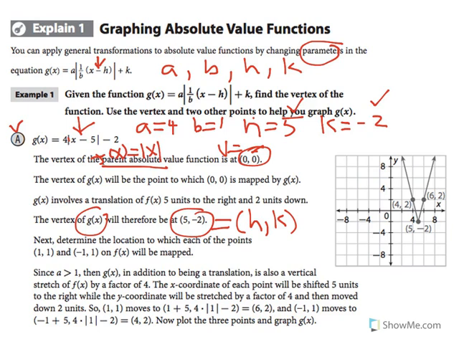Next, determine the location for each pair of points. Here we want you to transform. Let me write it here. You want to transform (1, 1) to (1 times b plus h, a times y plus k). So we have the point (1, 1), where we transform over to 1 times 1 plus 5.